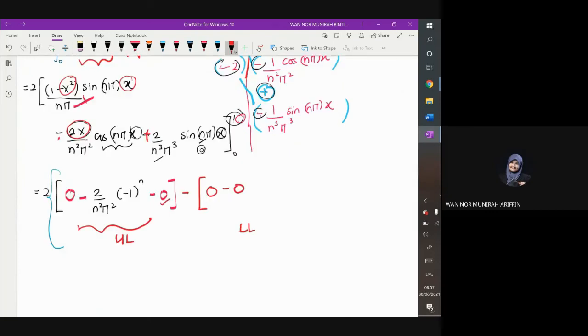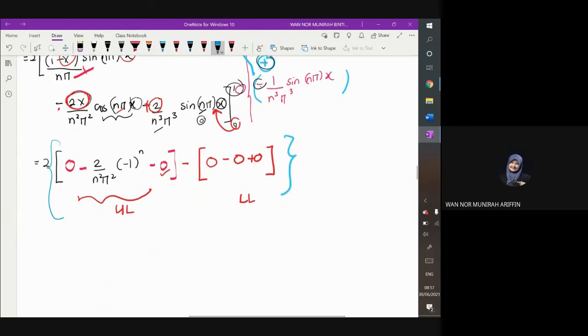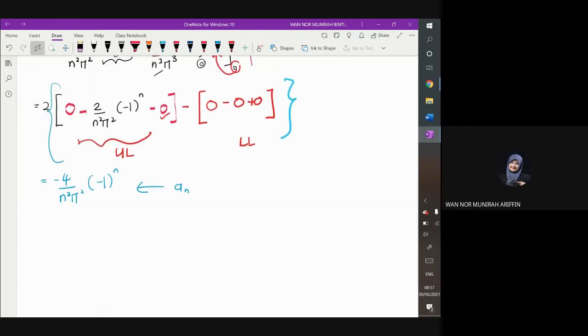Right. So thank God because this one we get 0. So continue. So plus 2 over n cubed pi cubed. Sin 0. Substitute here. Sin n pi times 0 is sin 0. Sin 0 is 0. So this one cos 0 should be 1. But when 2x, x here is 0, so you get 0 too. So 0. Alright. So what do we have? We will have 2 times negative 2, so you have negative 4 over n square pi square, negative 1 to the power n. So this is your a n. So now we continue. This is not our solution yet.